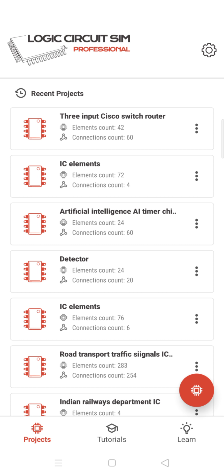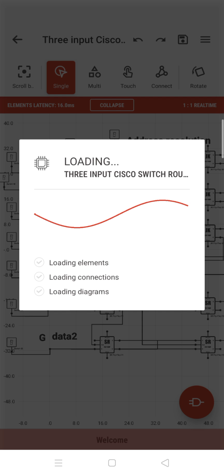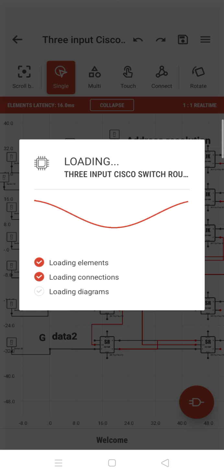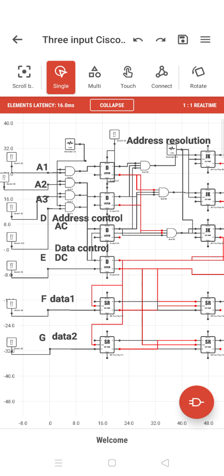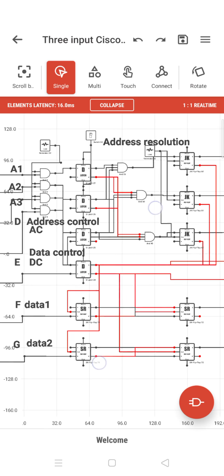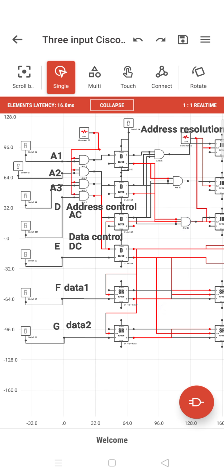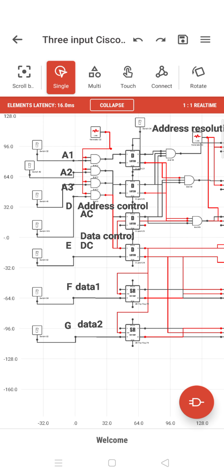I have given a three input Cisco switch router kind of thing. This is the basic concept of a Cisco switch or a router or a hub or a modem. So this is how the things look like. You have A1, A2, A3, which are the address lines, and you have an address control line.